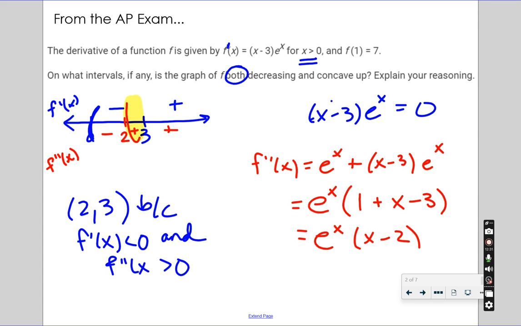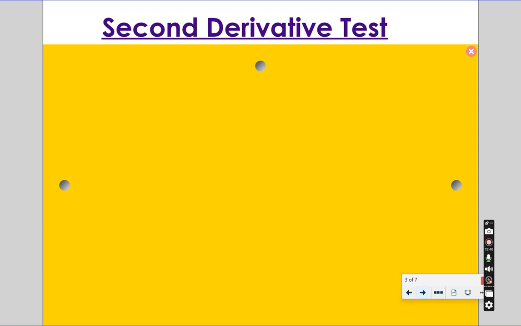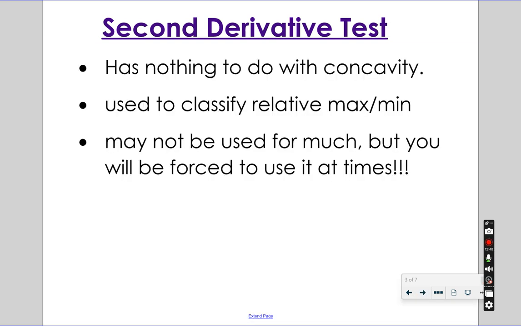So this is what the majority of your homework is for tonight. I am going to briefly talk about the second derivative test. It's super easy. You may see it come up on the AP exam once, maybe twice on multiple choice for the most part. But the second derivative test has nothing to do with concavity, actually. It is another way for us to find where there's a relative max or min. May not be used for much. You will be forced to use it at times.